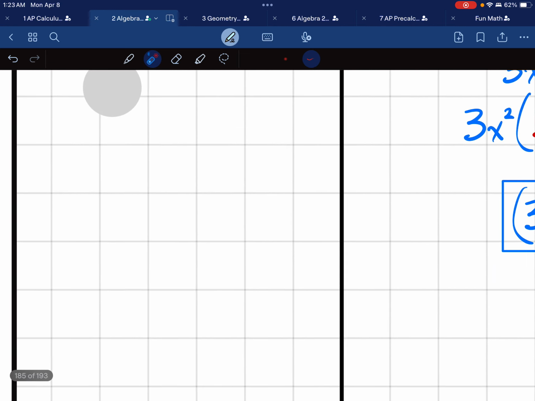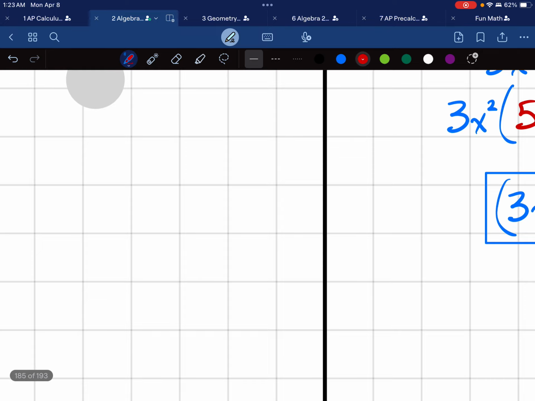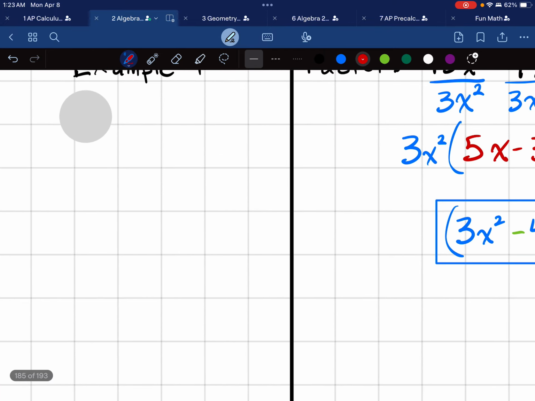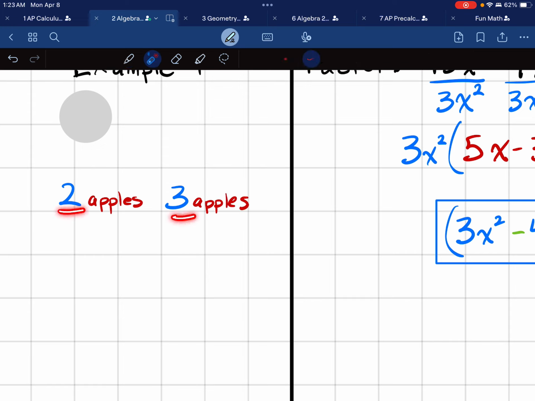And let me talk about a story. If I had 2 apples, let me try to color code this so this looks the same. If I had 2 apples, and I have another 3 apples, how many apples do I have? And you can clearly say, okay, you have 5 apples. No, you don't have 5 apples. Okay, you do have 5 apples, but you also have 2 plus 3 apples.